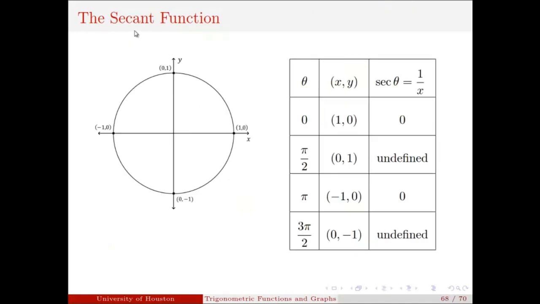Finally, we'll analyze the graph of the secant function, which will be similar to the graph of the cosecant function. Observe that secant of theta is undefined when the x-coordinate is 0. This corresponds to the angles pi over 2 and 3 pi over 2 on the unit circle. Therefore, the secant function will have asymptotes at the odd multiples of pi over 2.